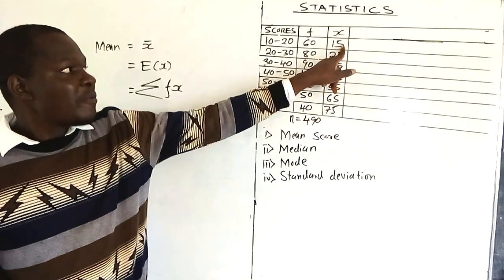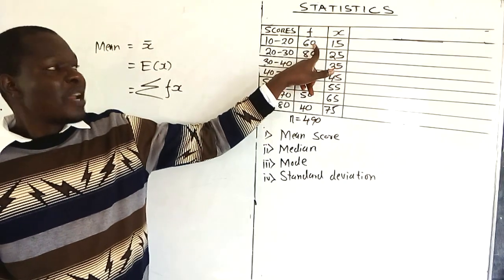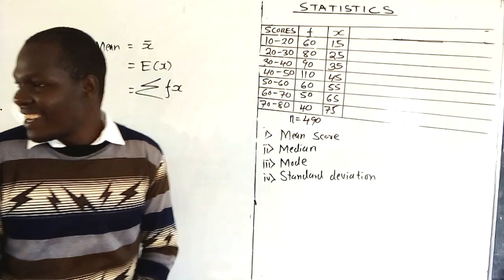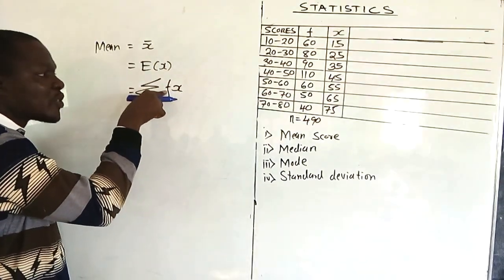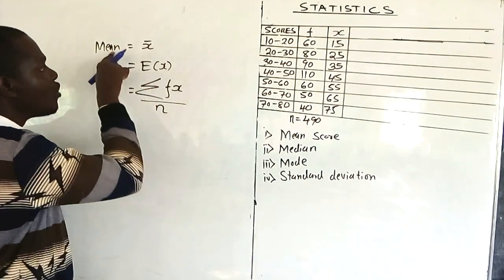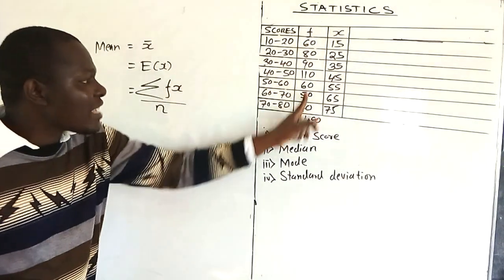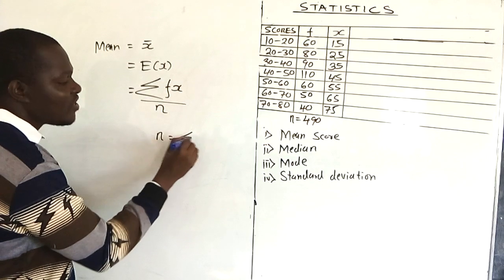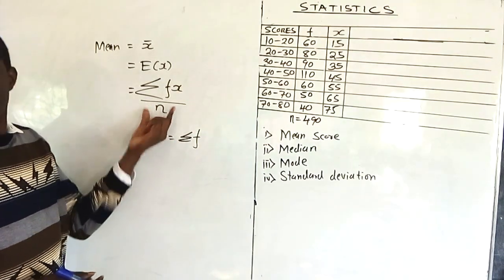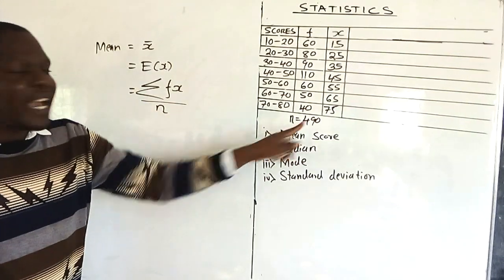Meaning if you want to add 15, you are going to add 15 sixty times, 15 plus 15, 60 times. Adding up 15, 60 times is like multiplying 15 by 60. So summing up all X, you sum them with the number of times they appear. Then when you divide by their total number, you would have found their mean. The total number N is the same as summation F. So we already have N to be 490.